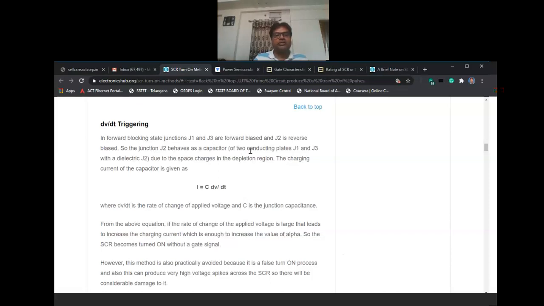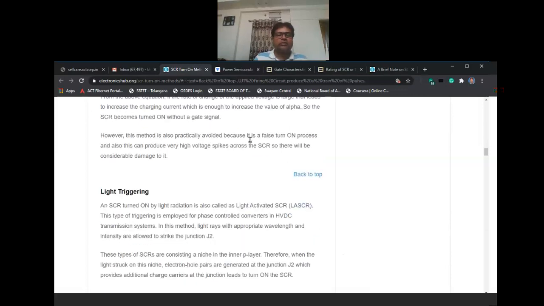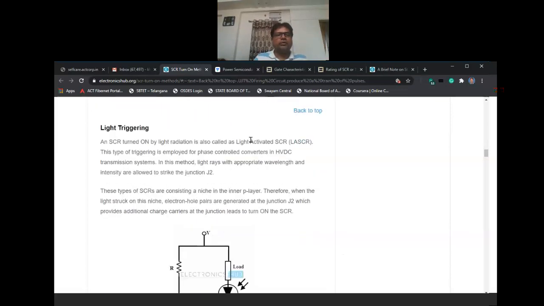When it comes to dV by dt triggering, it can be employed where junction J2 behaves as a capacitor. As it is increased in width, the charging current of the capacitor is I equals C dV by dt. So the current is directly proportional to the change in voltage. If you are able to increase voltage rapidly, then also it will turn on. But again, this method is also not employed much because of the high rate of change of voltage. High temperatures will also come into picture.